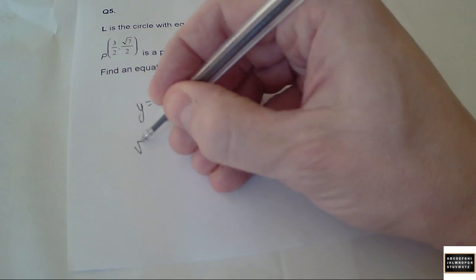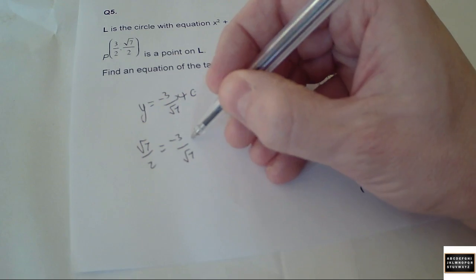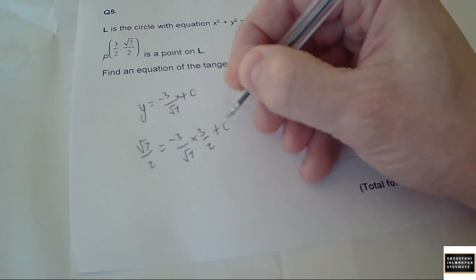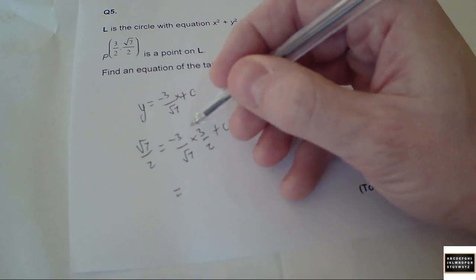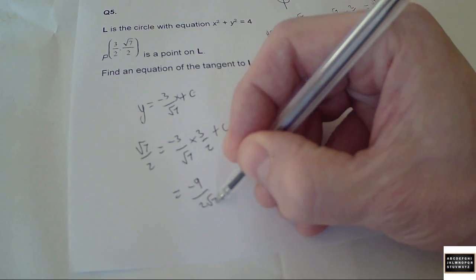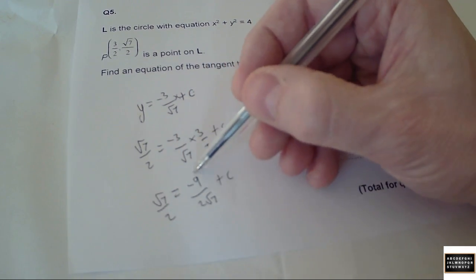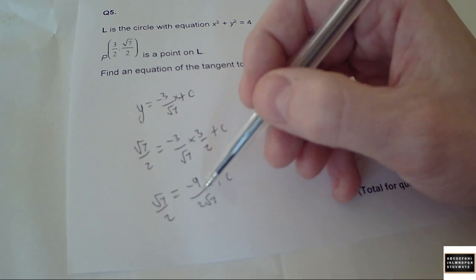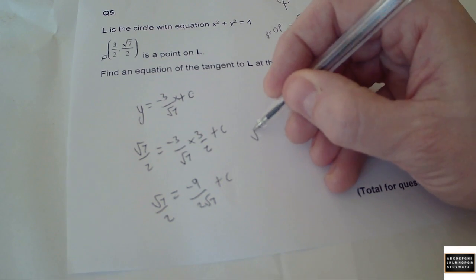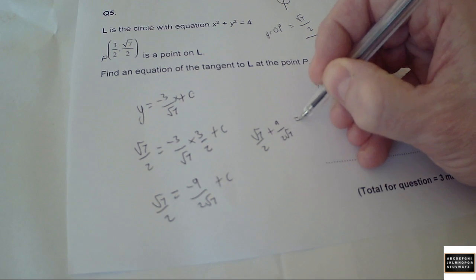So you're going to go through: root 7 over 2 equals minus 3 over root 7 times 3 over 2, because the x coordinate was 3 over 2, and then plus c. We're trying to work out what c is. So again, just using a little bit of maths to get this out. Okay, so minus 3 times 3 is minus 9, that's where that comes from, 2 times root 7. We're going to add root 7 over 2 and add this over. So root 7 over 2 plus 9 over 2 root 7 equals c.